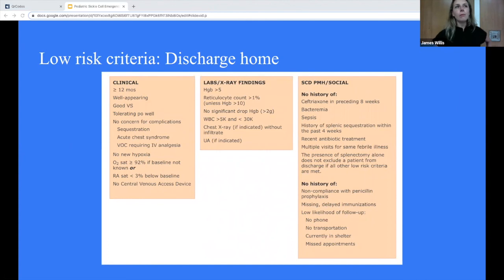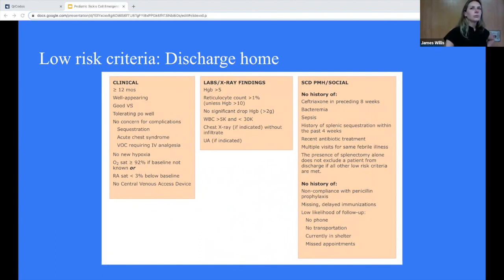I think there are a couple of things in terms of what makes kids high risk. A couple of things are temperature over 40, and a drop in the hemoglobin of more than 2 grams per deciliter. Anything that doesn't look well should be admitted, but those are sort of the nuances.